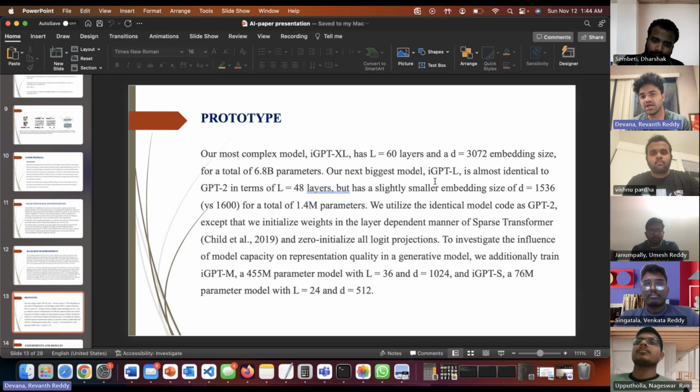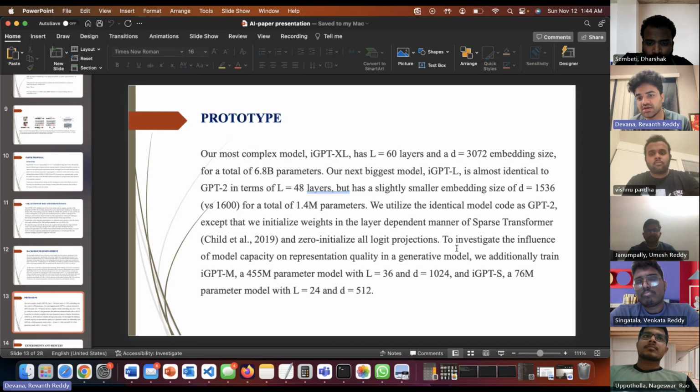Our next biggest model, iGPT-L, is almost identical to GPT-2 in terms of L equals 48 layers, but has a slightly smaller embedding size of D equals 1536. For a total of 1.4B parameters, we utilize the identical model code as GPT-2, except that we initialize weights in the layer-dependent manner of Sparse Transformer and zero initialize all logit projections.